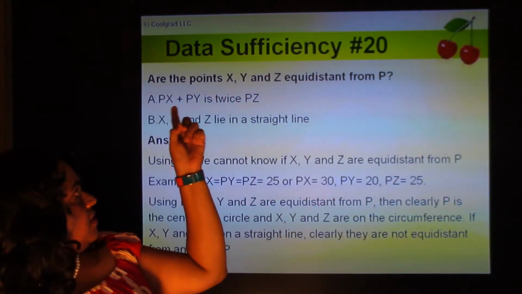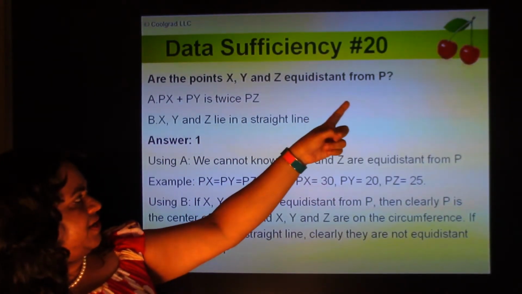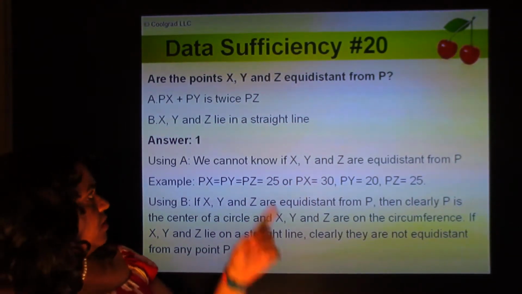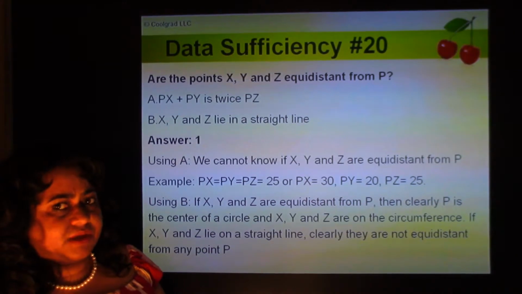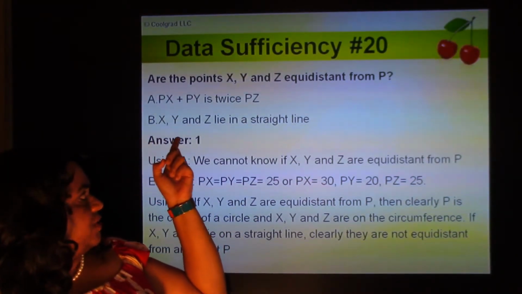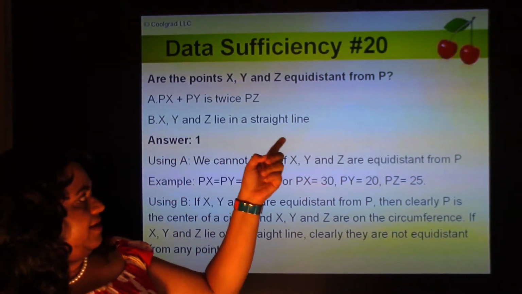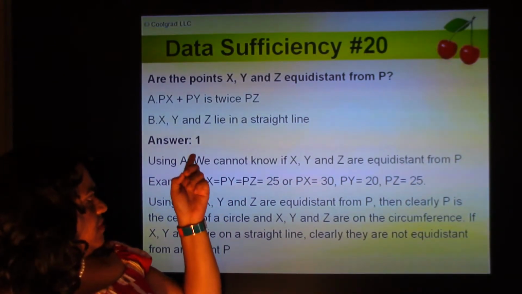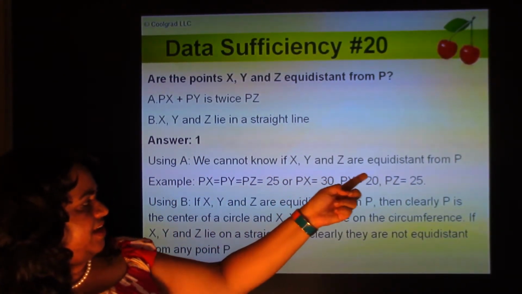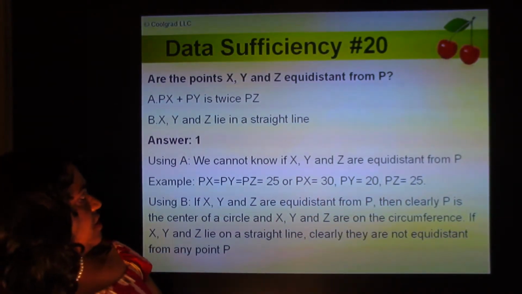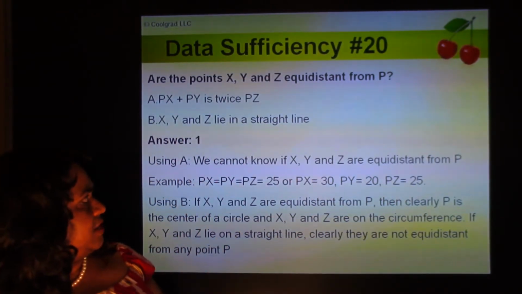Question 20. Are the points X, Y and Z equidistant from P? Statement A. Px plus Py is twice Pz. Statement B. X, Y and Z lie in a straight line. So using statement A alone, we cannot know if X, Y and Z are equidistant from P. It says Px plus Py is twice Pz.